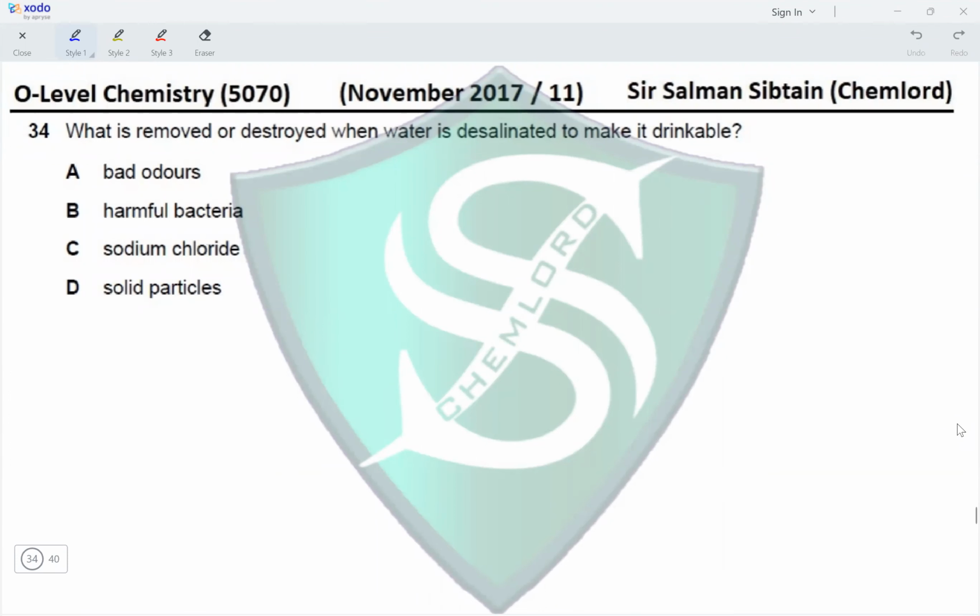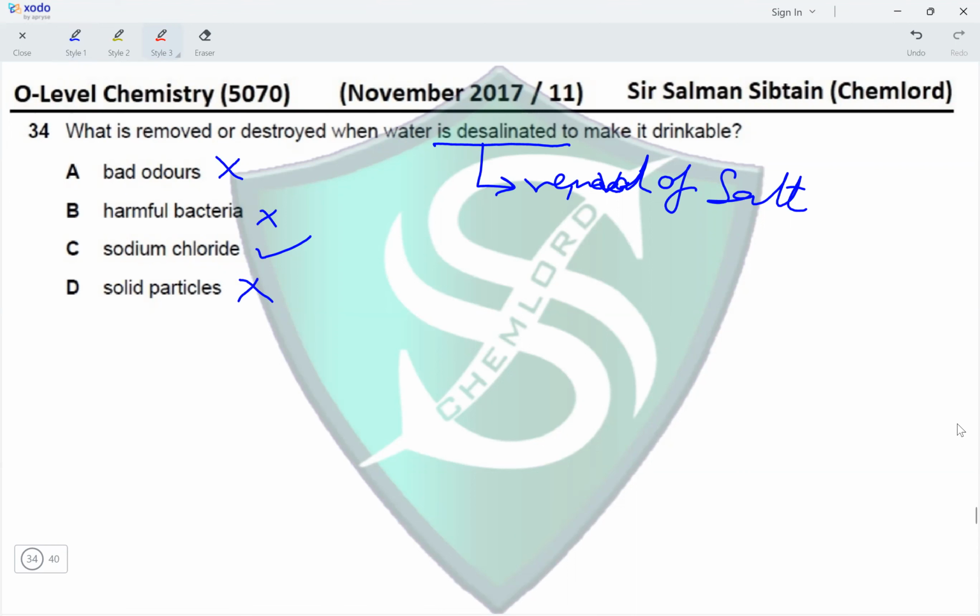Question 34. What is removed or destroyed when water is desalinated to make it drinkable? Desalination means removal of salt. So bad odors are removed by carbon. Harmful bacteria are removed by chlorination. Sodium chloride is a salt, it will be removed by desalination. And solid particles in the water will be removed by filtration. So the correct option for this question is option C.